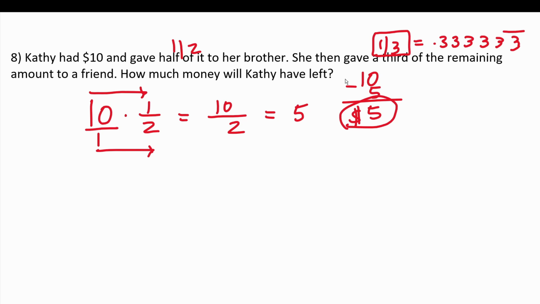Okay. Then we're told she gave a third of the remaining amount to a friend. So we've got to figure out what 1/3 of 5 is. So that's going to be 5 times 1 over 3. And let's go ahead and work this out. Again, we're multiplying a whole number by a fraction. So let's rewrite that whole number as a fraction by placing it over 1. Multiply straight across. That is, do 5 times 1, which is 5. 1 times 3, which is 3. And now this says that 1/3 of $5 is 5 over 3.